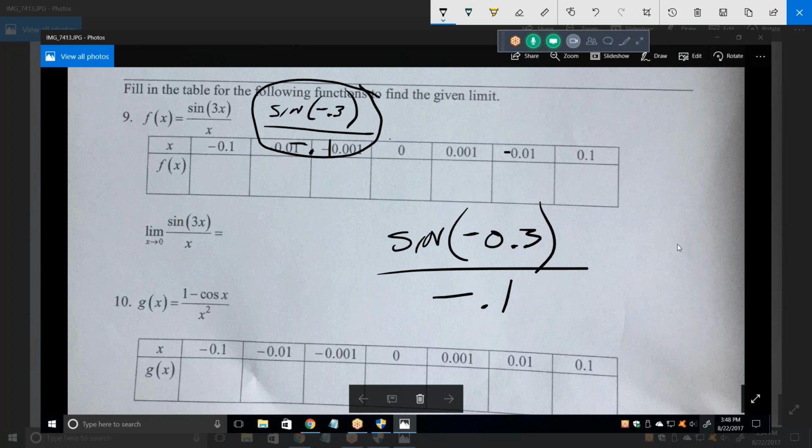Because I got 0.0523. In other words, this is my answer. I'm the one not in radians. Sorry. It's cool. No, I realized that I was not in radians. Oh, man.